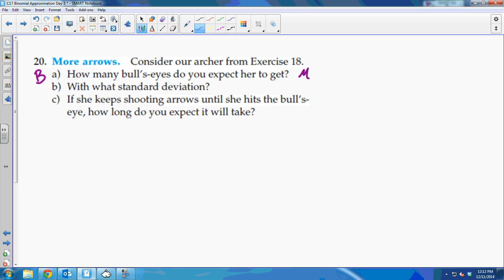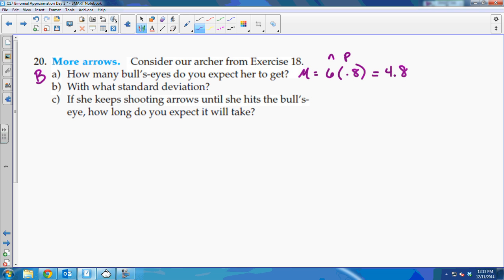So the mean, and it should make sense, if you know how many you expect her to get, you take the probability of getting a bullseye and multiply it by how many arrows she's shooting. So 6 times 0.8, which is 4.8. So you expect her to get 4.8 bullseyes. Questions about A, why it's binomial?